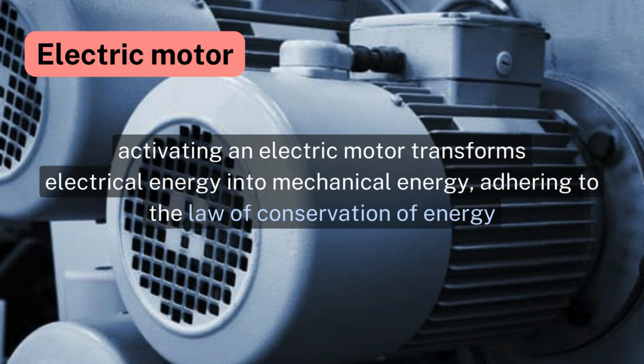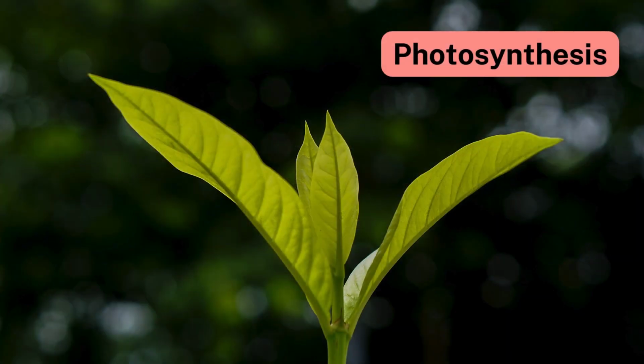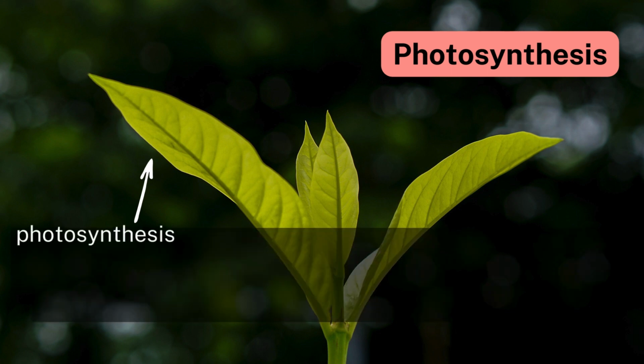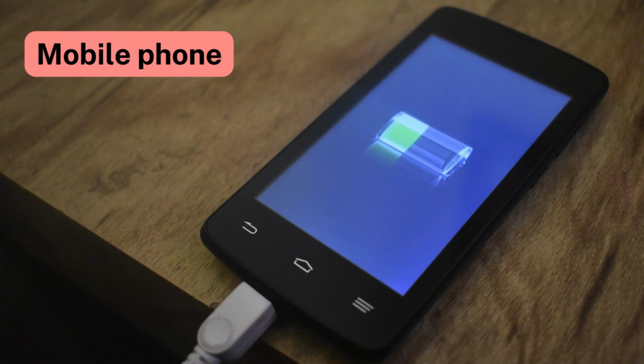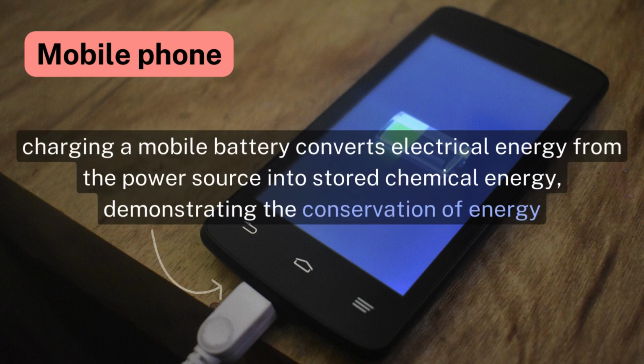Photosynthesis. During photosynthesis, light energy is efficiently transformed into chemical energy, demonstrating the principle of energy conservation. Mobile phone. During the charging of a battery, electrical energy is transformed into chemical energy, adhering to the principle of energy conservation.